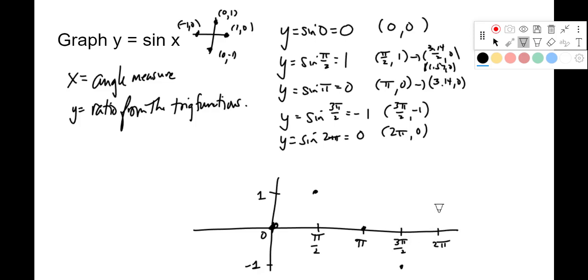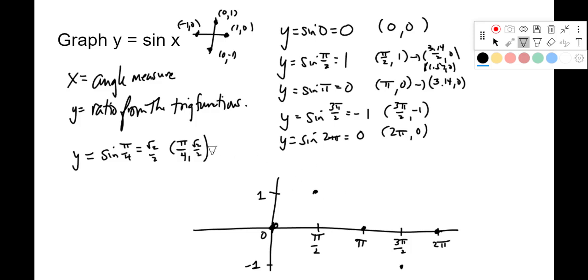And then finally I have 2 pi comma 0. All right, so there's my 5 points. Now, obviously there are other angles between these things, right? Like, for example, if I asked you for the sine of pi over 4, you would say, oh, that's radical 2 over 2. So there's a point pi over 4 comma radical 2 over 2 on my graph.